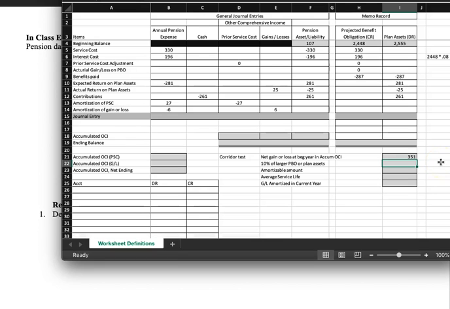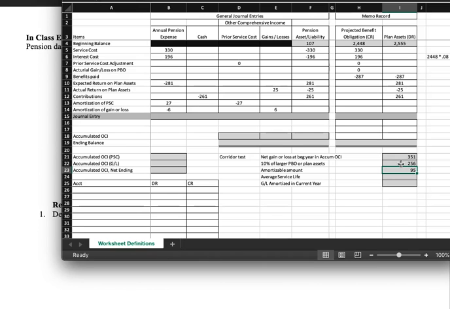Then we take 10% of the larger of the PBO or plan assets at the beginning. So which was larger, our plan assets or our obligation at the beginning of the year? Well, our plan assets. So if we multiply that by 10%, rounded, we get 256. If your gain or loss balance is greater than 10% of the larger of the PBO or plan assets, then you're allowed to amortize something. And in this case, it's 95 larger, so we're allowed to amortize 95. That's all we're allowed to amortize.